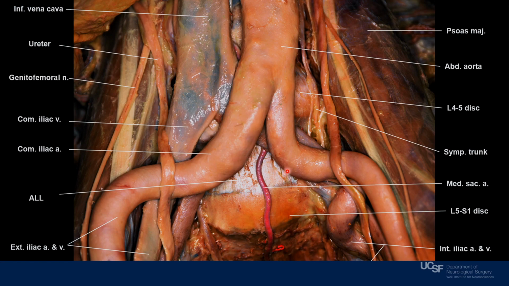Usually this bifurcation happens at the level of L4, L5, or even L5, S1. This is important when planning to approach any portion of the lumbar region from an anterior perspective, since it might require some kind of mobilization either of the abdominal aorta or the iliac vessels.